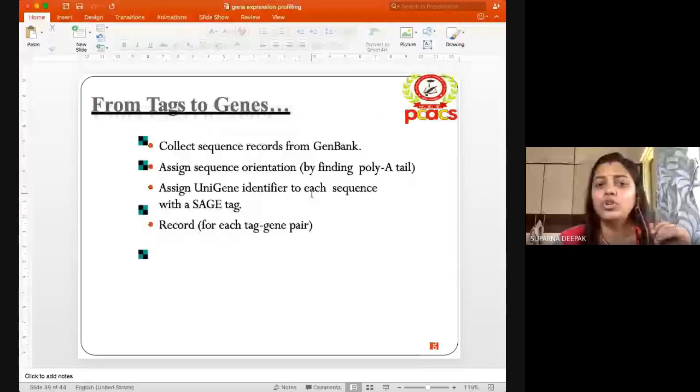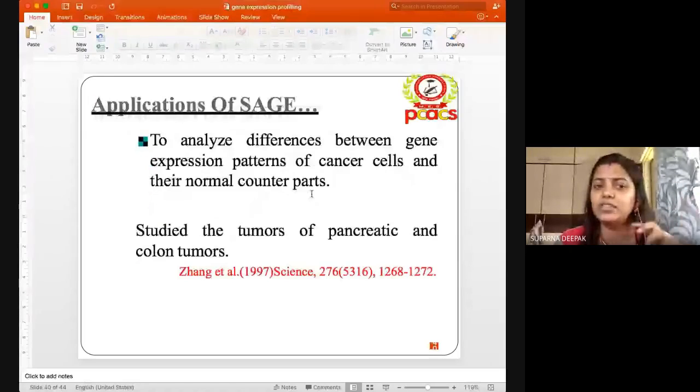stored in your gene banks and all these things, okay, which have the record of all these tags that can be stored. Using SAGE we can analyze the difference between gene expression patterns of cancer cells.